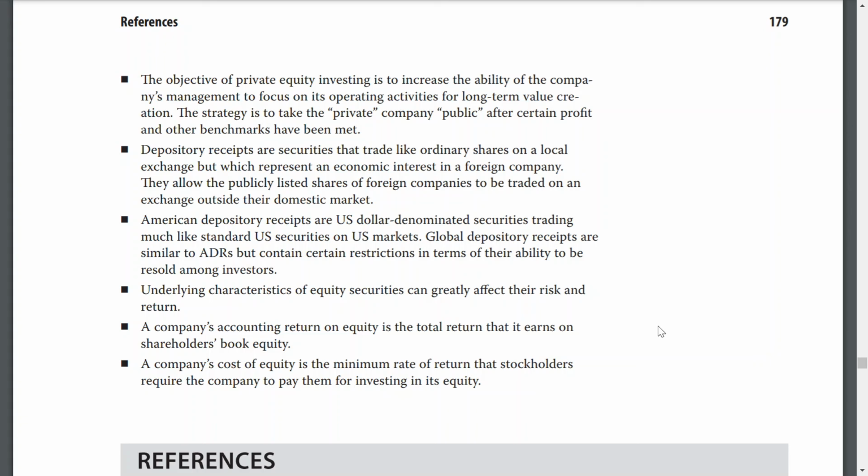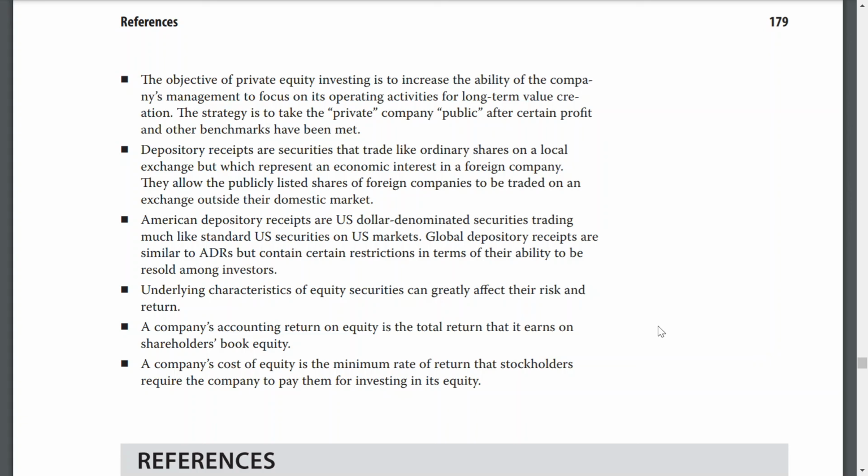Depository receipts are securities that trade like ordinary shares on a local exchange, but which represent an economic interest in a foreign company. They allow the publicly listed shares of foreign companies to be traded on an exchange outside of the domestic markets. American depository receipts are U.S. dollar denominated securities trading much like standard U.S. securities on U.S. markets. Global depository receipts are similar to ADRs, but contain certain restrictions in terms of their ability to be resold among investors.